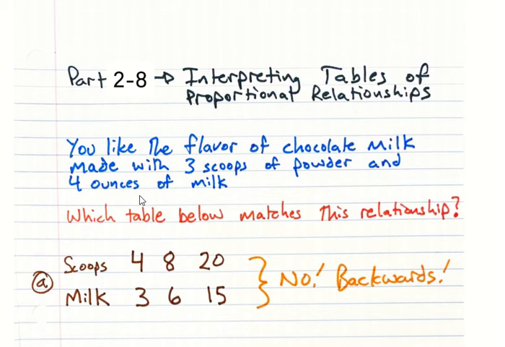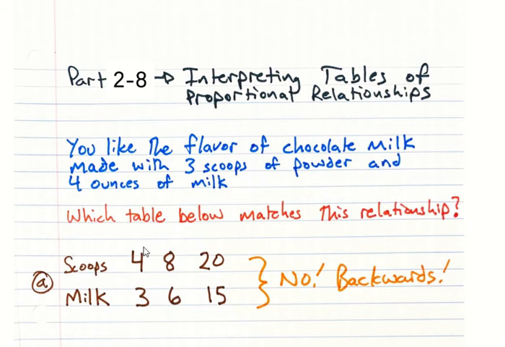All right, part 2.8, interpreting tables of proportional relationships. You like the flavor of chocolate milk made with 3 scoops of powder and 4 ounces of milk. Which table below shows this relationship? Okay, so we like 3 scoops of powder and 4 ounces of milk. We have to interpret this table to see if this table shows 3 scoops of powder and 4 ounces of milk. And right away we see a 3 and a 4.